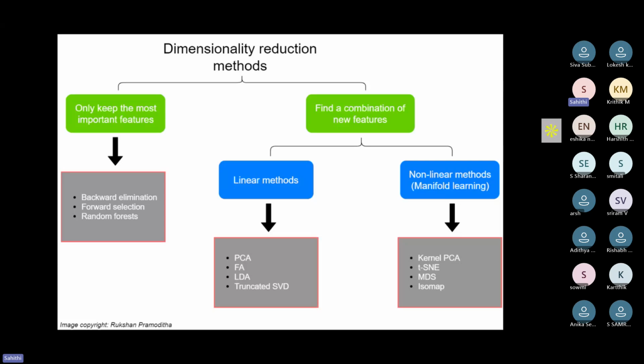Linear methods we've talked about, and for non-linear methods, essentially we try to find new features. Each one works differently. For example, let's take kernel PCA. In kernel PCA, we project the given data onto a higher dimensional space, and we try to find the linear relations between the data. Okay, with this, I'm done with the theory. I'll just move on to the code.